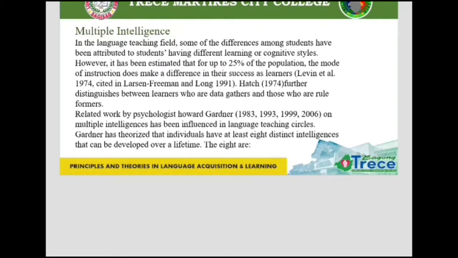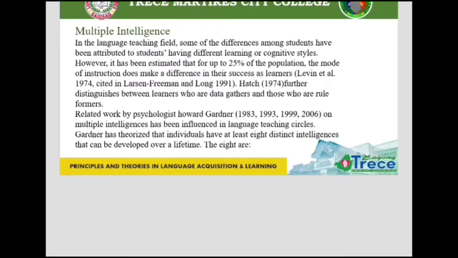Next, multiple intelligence. In the language teaching field, some of the difference among students have been attributed to students having different learning or cognitive style. However, it has been estimated that for up to 25% of the population, the mode of instruction does make a difference in their success as learners. Hatch further distinguishes between learners who are data gatherers and those who are rule formers. Related work by psychologist Howard Gardner on multiple intelligences has been influential in language teaching circles. Gardner has theorized that individuals have at least 8 distinct intelligences that can be developed over a lifetime.